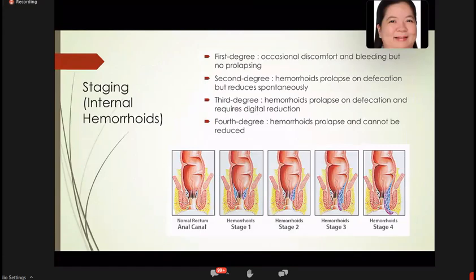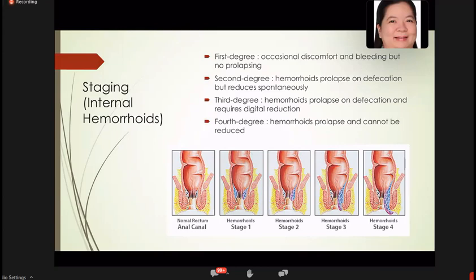Okay, so how do you stage hemorrhoids, no? But staging, ginagamit lang natin siya for internal hemorrhoids. Okay, there are 4 degrees. Okay, first degree usually this is by symptom and by PE. Okay, first degree usually there's only occasional discomfort, some bleeding, no, but no prolapsing. Okay, if you insert your finger, minsan wala ka naman makapa masyado or may konti ka lang makapang mass sa loob. Okay, second degree, no, the hemorrhoids prolapse on defecation, but after defecation, they reduce spontaneously.